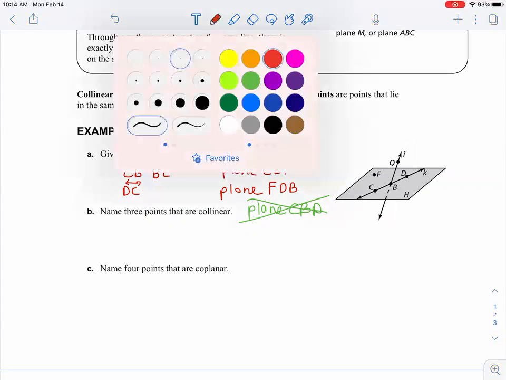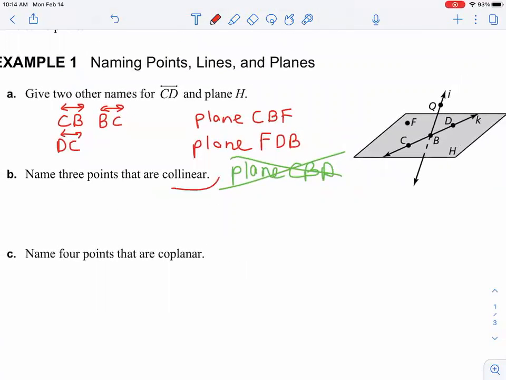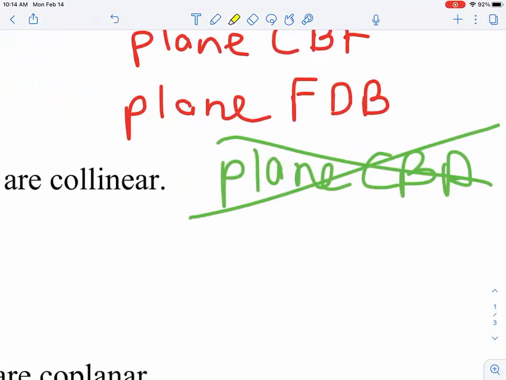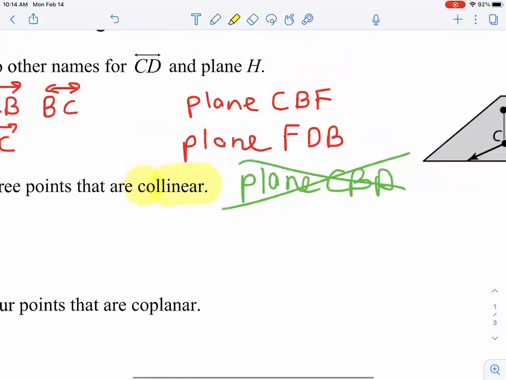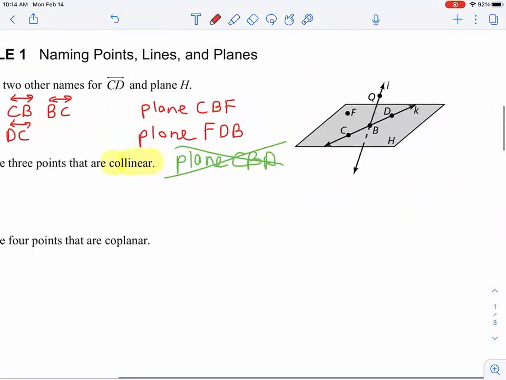So that's the next part, B here. It says name 3 points that are collinear. All right, well, think about what that word means. Linear means line, right? And co means together. So collinear points are points that are on the same line. So for example, C, B, and D are collinear.